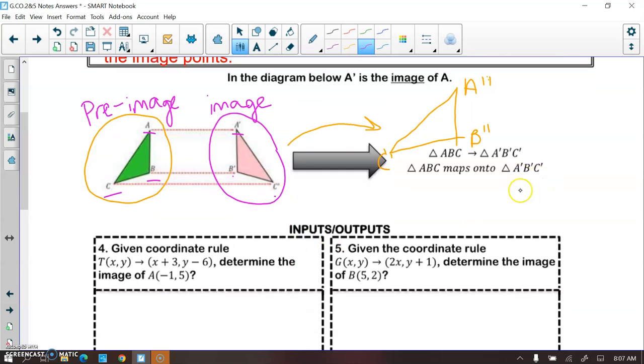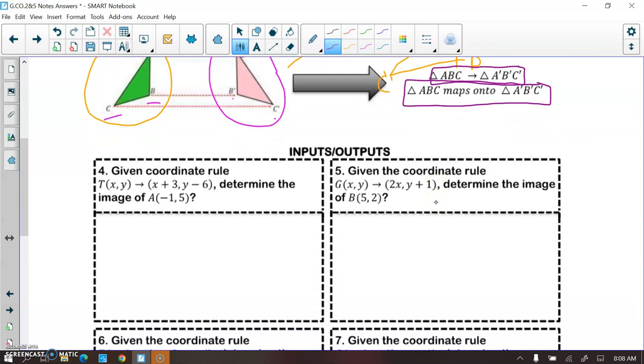So a way that we can show that the pre-image maps onto the image, what that means is if I take the pre-image and I transform it, it will lie exactly on top of the image, is we could use arrow notation like this, where it says triangle ABC, and then we draw an arrow, triangle A prime, B prime, C prime. What that means is that triangle ABC maps onto triangle A prime, B prime, C prime.